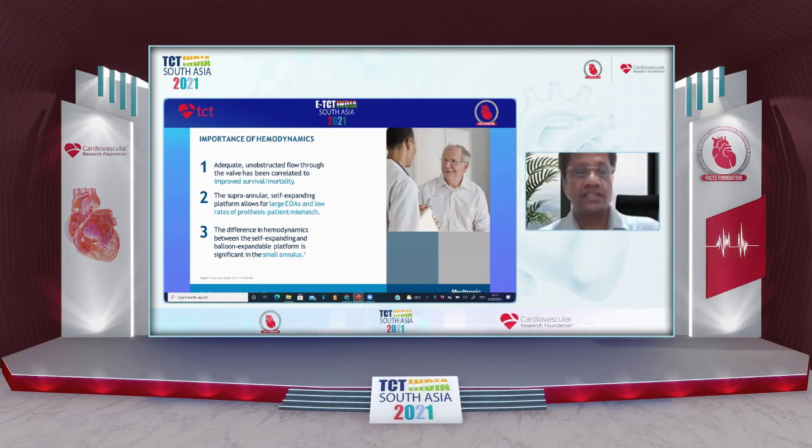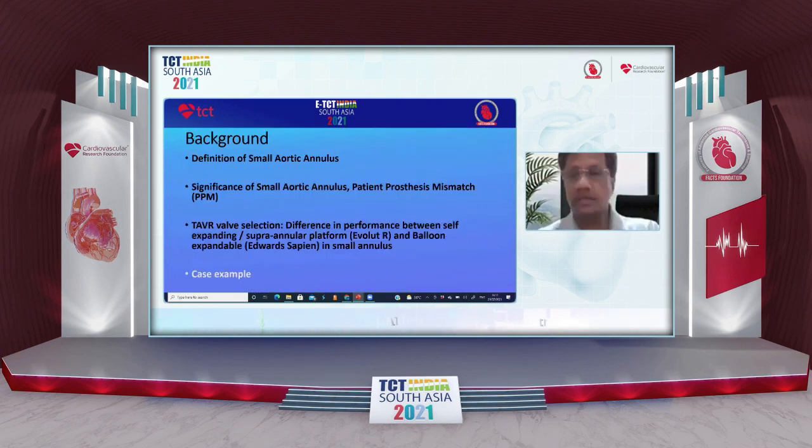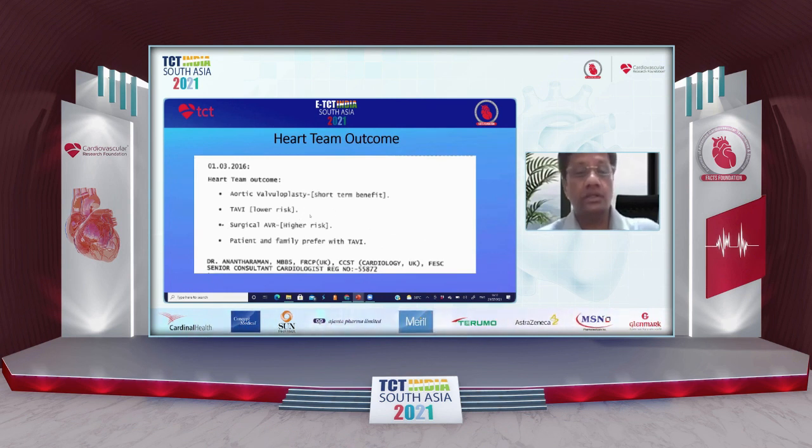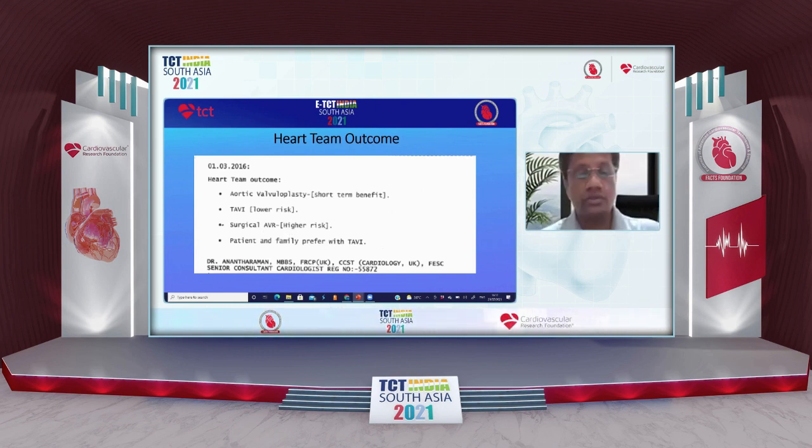So this case example is a 74-year-old lady, type 2 diabetic, multiple comorbidities, including previous cancer, and had an episode of syncope and then multiple episodes in the hospital with a polymorphic VT. Echo showed severe AS and there was no coronary disease. And after a discussion in the MDT, obviously the initial valvuloplasty will not work for this patient. TAVI is definitely lower risk. Surgical AVR is definitely higher risk for this patient. So the consensus was to go ahead with the TAVI with a self-expanding valve.